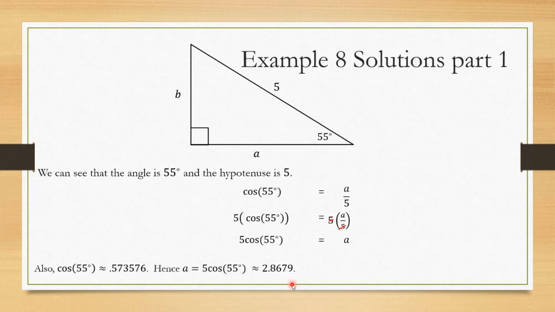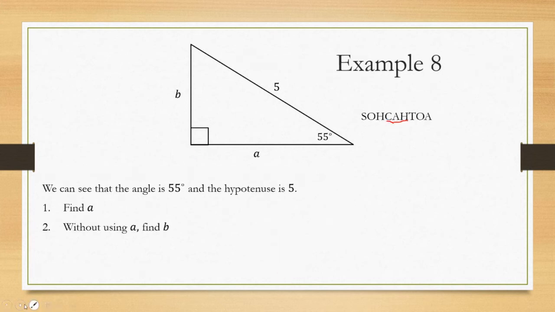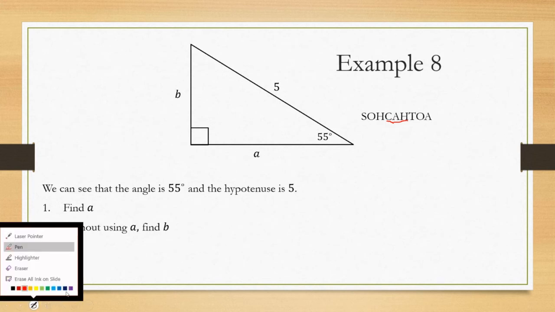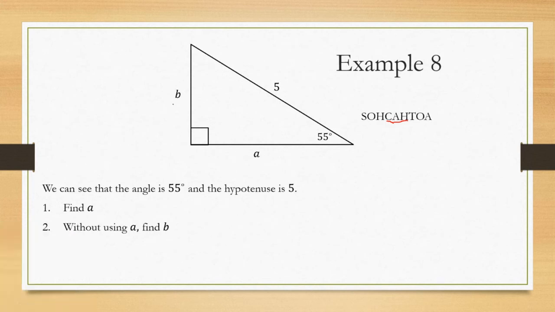What about B? Well, for B, let me change the pen color. Oh, purple. Now for B, B is the side opposite the angle, right? So we have the opposite side and the hypotenuse. What do we use? Opposite, hypotenuse. We're going to use sine.